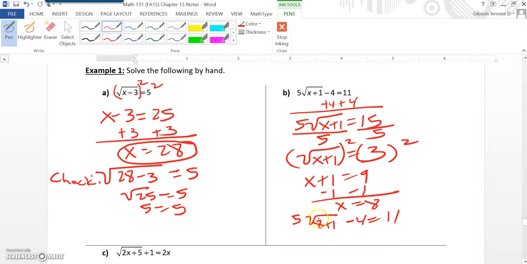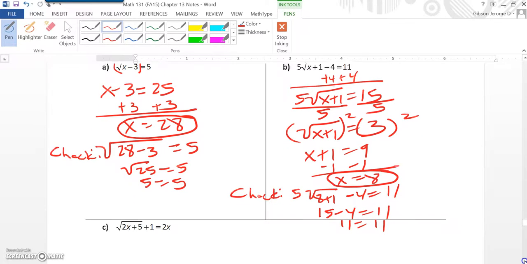Now we know 8 plus 1 is 9, and the square root of 9 is 3. 5 times 3 is 15, minus 4 is 11. And we know 11 equals 11. So x equals 8 is our answer. And remember, this was the check.